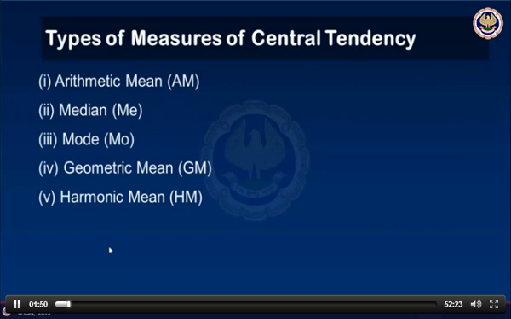Now, coming to the types of central tendency, let us see them one by one. We are going to discuss various types of measures of central tendency. One is arithmetic mean, second is median, third is mode, fourth is geometric mean, and fifth is harmonic mean. We will discuss each one of these measures in the forthcoming slides.